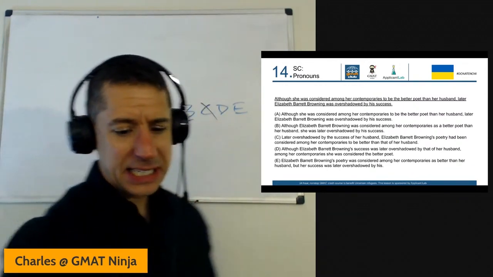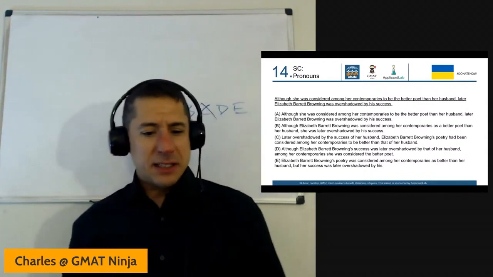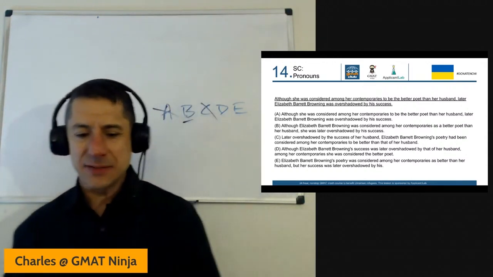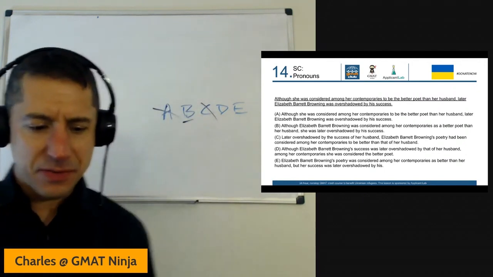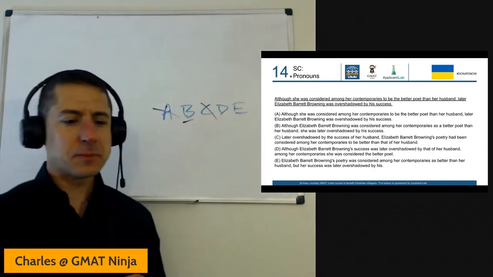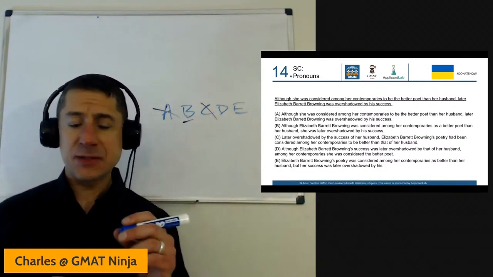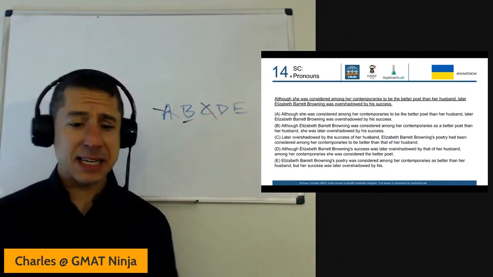C's out. D: does it sound great? Her success was later overshadowed by the success of her husband, punching in for the "that of" in D. Great. Elizabeth Barrett Browning's success was later overshadowed by the success of her husband. Apples to apples, a nice clean comparison.